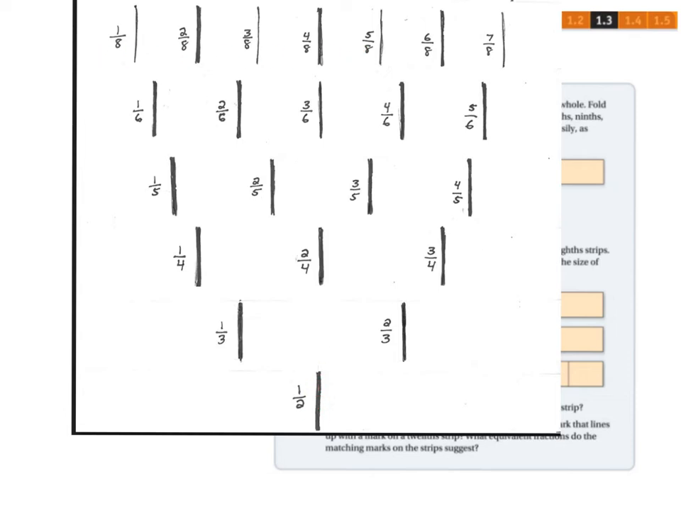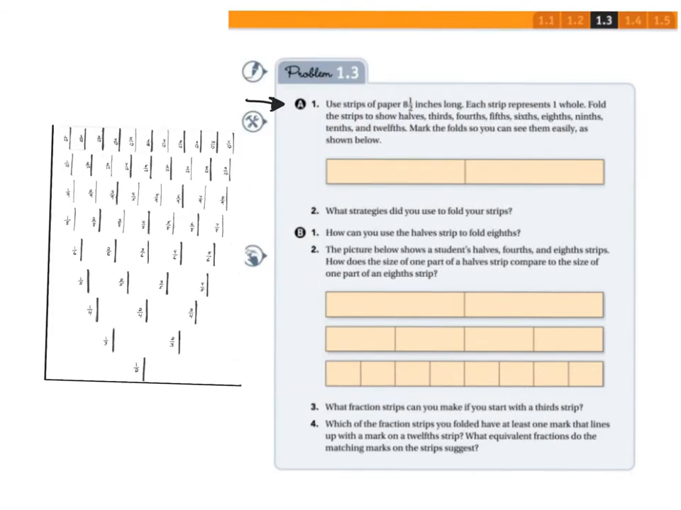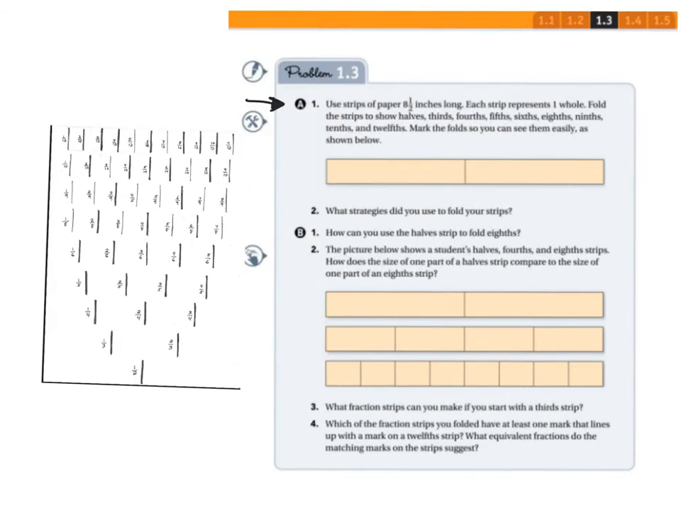So would you fold it in half? If you fold a half in half, you have fourths. If you fold the fourths in half again, you have eighths, 8 equal parts. B2, the picture below shows students' halves, fourths, and eighths strips. So here's a half, fourths, and eighths.